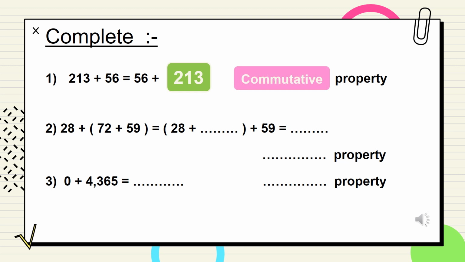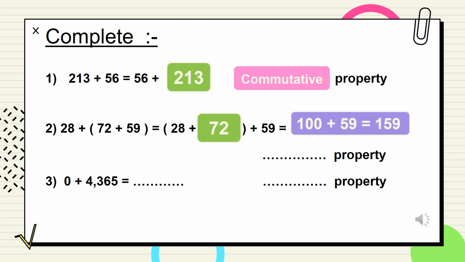Number 2. 28 plus open parentheses 72 plus 59 equals 28 plus what? So the missing number here is 72. Let's make addition inside the parentheses first. 28 plus 72 equals 100 plus 59 equals 159. This property is called associative property.